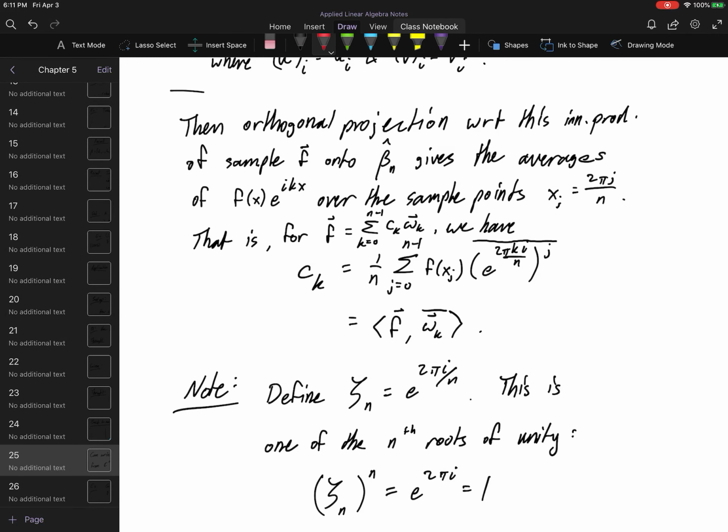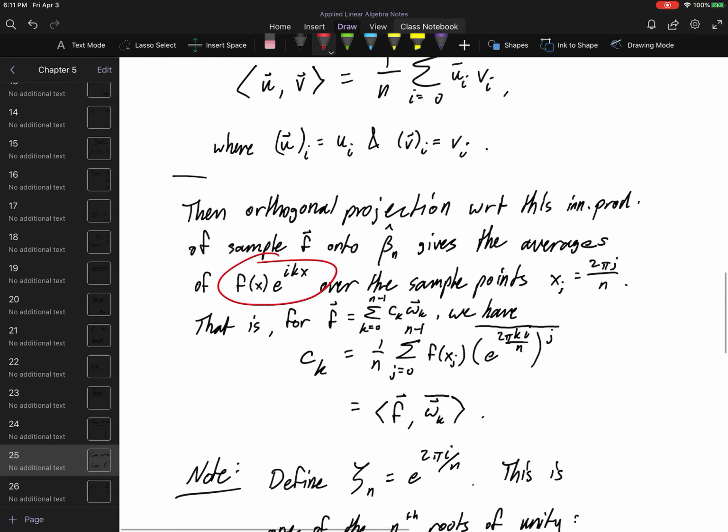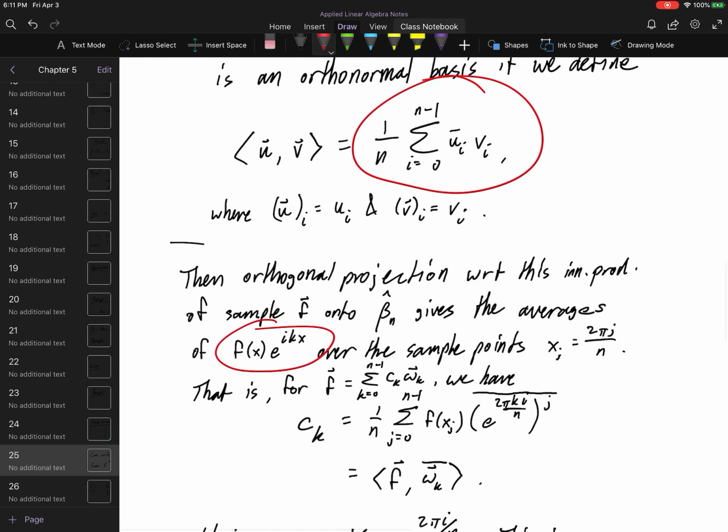Because we have an orthonormal basis now, the orthogonal projection with respect to this particular inner product of the sample vector onto the beta basis, the orthonormal basis, just gives us the average of this function, f times e to the ikx, over the sample points. So if you look at this sum very closely, it's just a whole bunch of averages. It shouldn't be too surprising here.